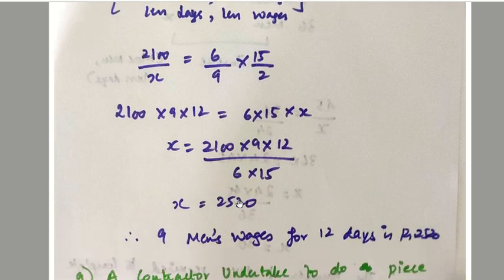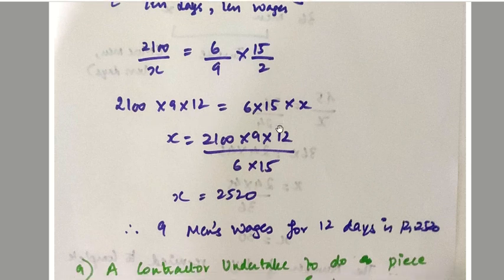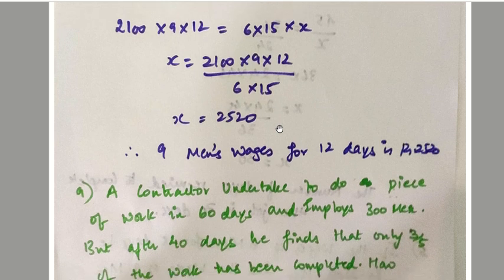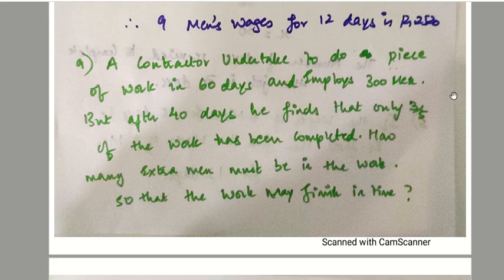Okay, so 2100 into 9 into 12 is equal to 6 into 15 into x. When you cross multiply, you get the value of x to be 2520. So 9 men's wages for 12 days is 2520.